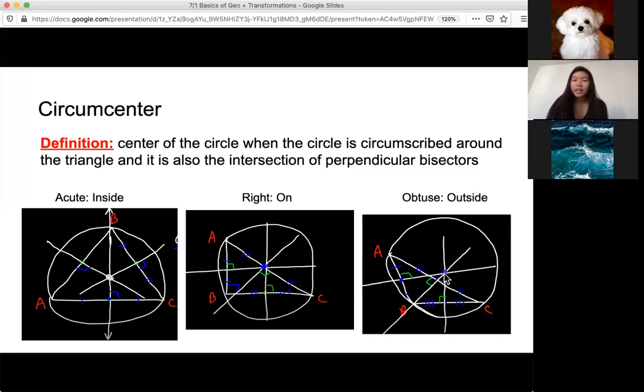And again, sometimes, or most of the time, you're going to be able to draw your own lines. The key thing to remember is all the rules, and especially the acute, right, and obtuse, and where the circumcenter should lie. Any questions about any of these?